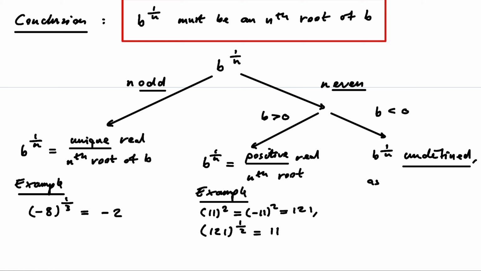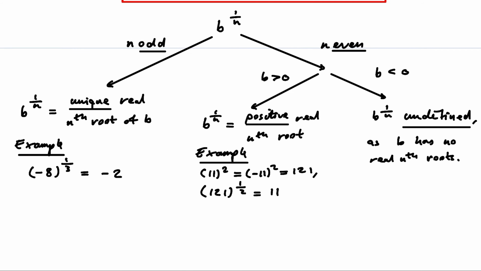As b has no nth roots, no real nth roots. So just as a quick example, all squares are positive. So let's say r squared is equal to minus 1 has no solutions. No real solutions. So that means there's no square root of minus 1, so minus 1 to a half, undefined.